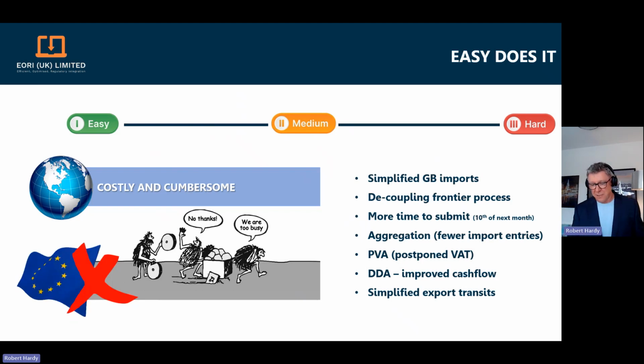So you can have a credit account with HMRC for £10,000 a month for no guarantee at all. It's 100% waiver on the guarantee process. So it's easy to apply for, easy to get, and costs you nothing, and you get a maximum of 45 days credit. There's also simplified export transit processes where you can actually authenticate the transit at the authorised consignor location.